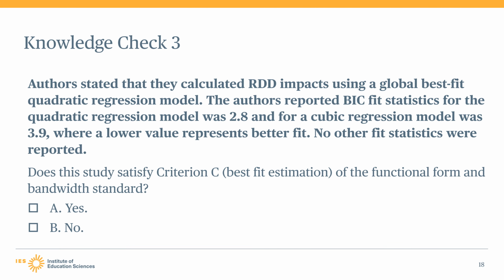Time for the third knowledge check in this module. Authors state that they calculated RDD impacts using a global best fit quadratic regression model. The authors report the Bayesian information criterion, or the BIC, fit statistics for the quadratic regression model as 2.8, and for a cubic regression model as 3.9, where a lower BIC value represents a better model fit. No other fit statistics are reported in the study. Does this satisfy criterion C, best fit model estimation? Your choices are A, yes, or B, no. You may want to pause the video now to think about your answer.